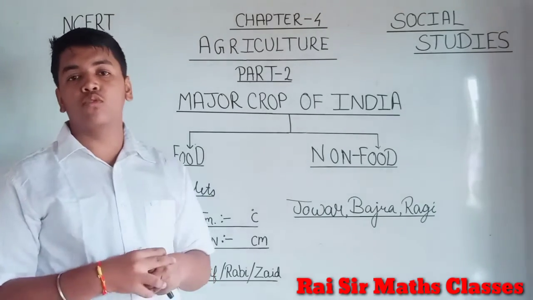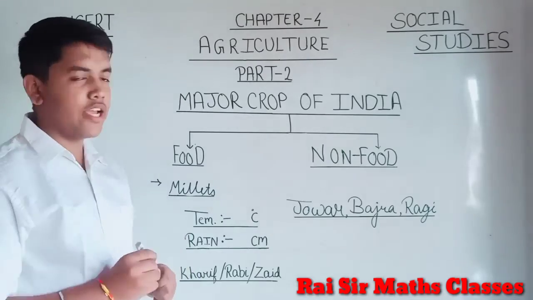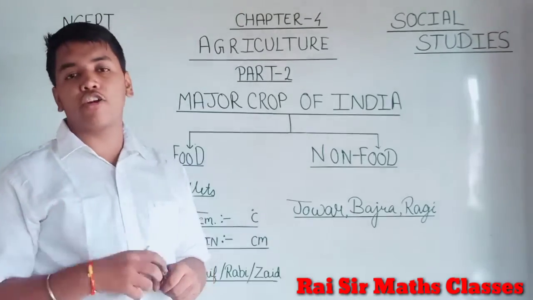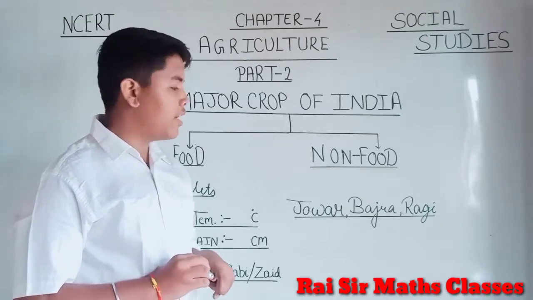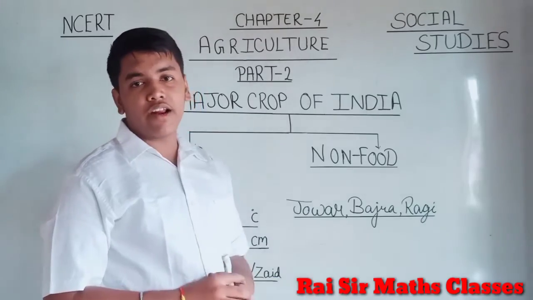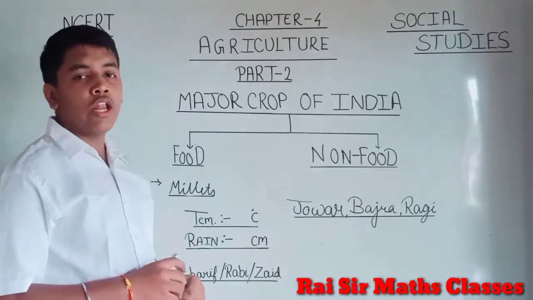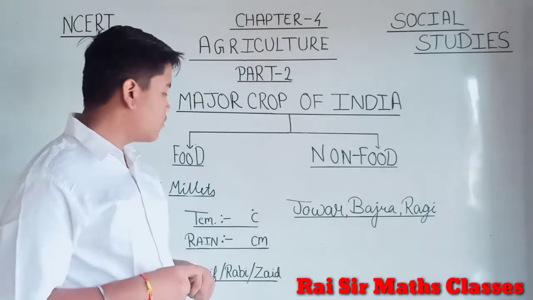So the third most important crop grown in India which is commercially used is millet. Basically, millets are of different kinds. There are mainly 3 or 4 kinds of millets. The first ones are jowar, bajra and ragi. These are all the major millets produced in India.